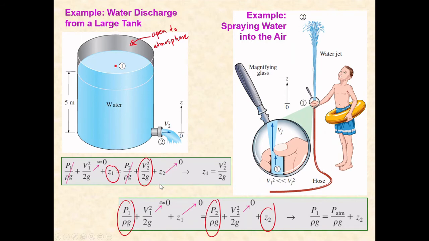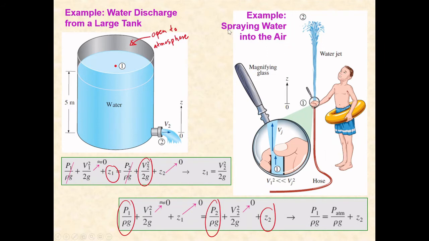So what we have here is Z1 and V2. We can write this equation as Z1 equals V2 square over 2G. We know that Z1 is 5 meter, so then we can estimate the value for V2. Alright, so that's the first example.